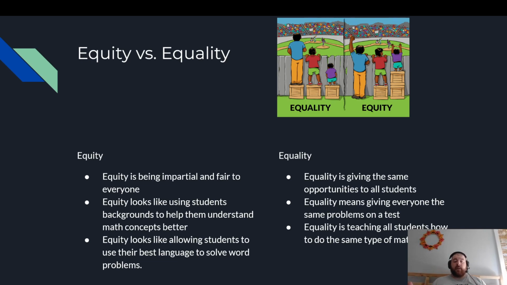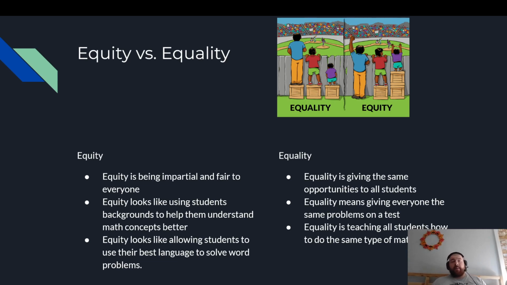Equity, on the other hand, is being impartial and fair to everyone. So, equity looks like using different students' backgrounds to help them understand math concepts better. An example of this could look like, maybe a student whose family owns a bakery, and he loves baking, or he has a deep understanding of baking.